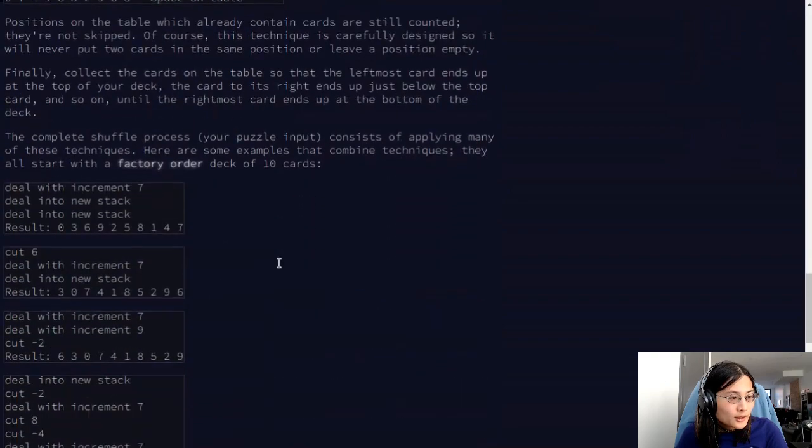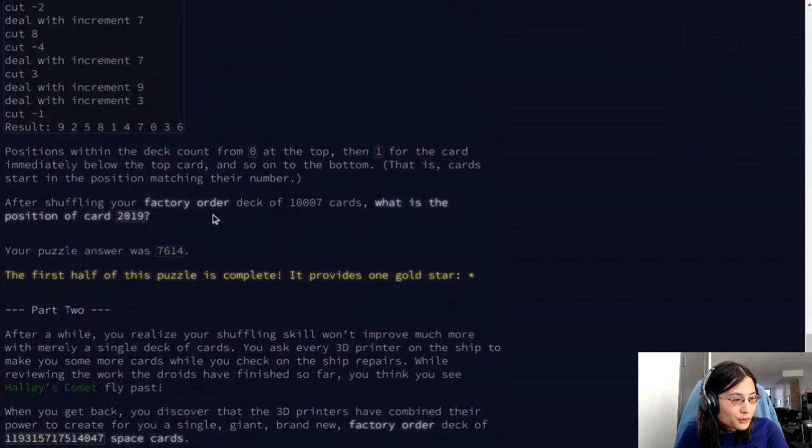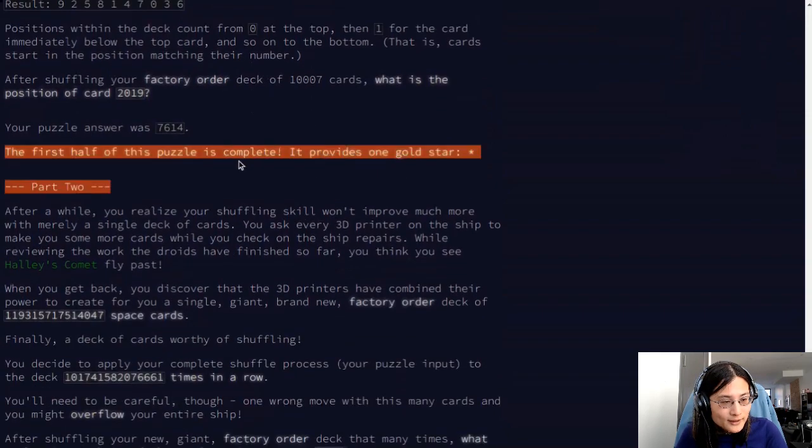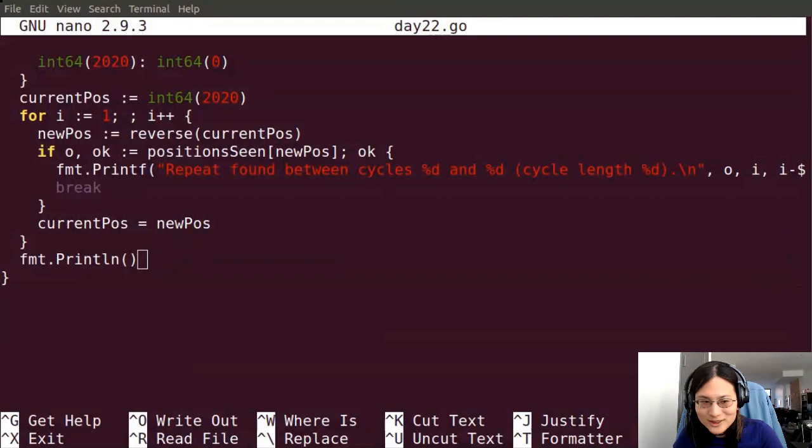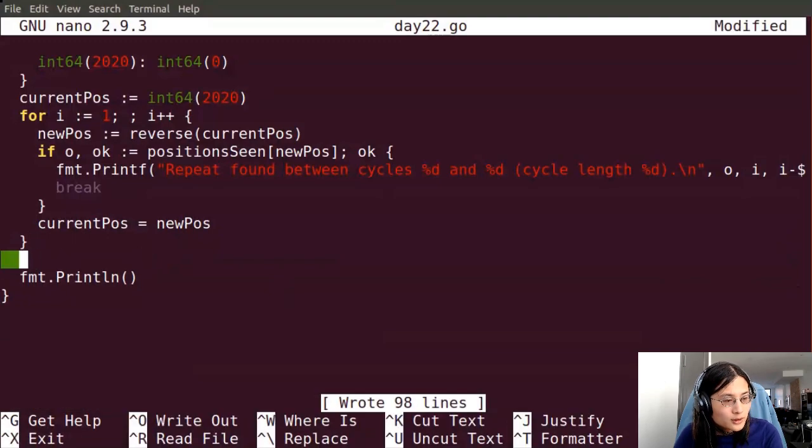So initially, we were asked to find the position of the card number 2019 after performing one set of shuffle operations once through. And now we're being asked to do something completely different, which is to trace backwards and figure out which card started, or what the starting position number was of the card now at 2019 after performing a shuffle a whole bunch of times. Okay. So let's put this through.